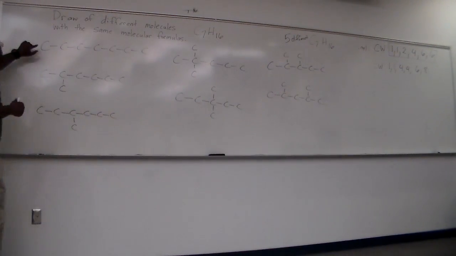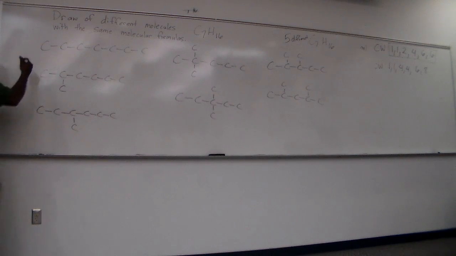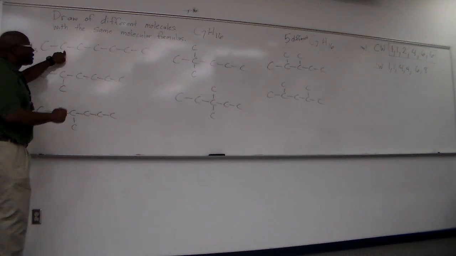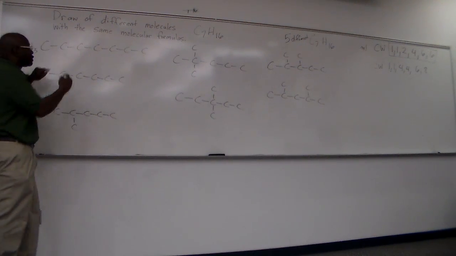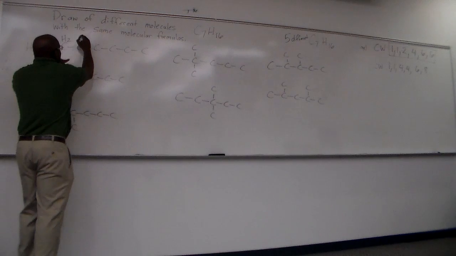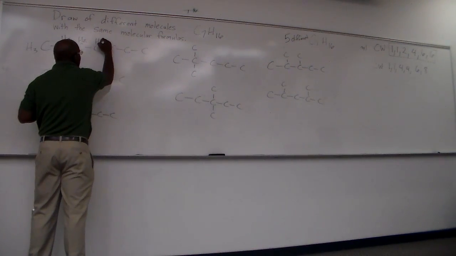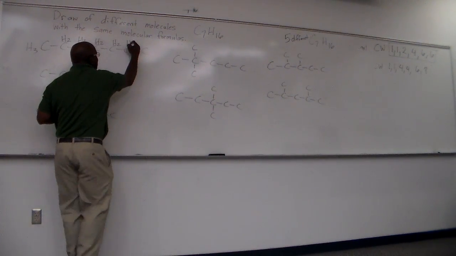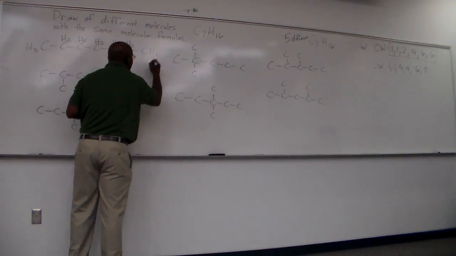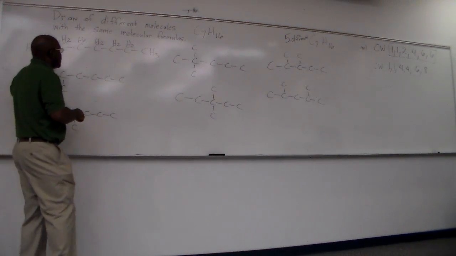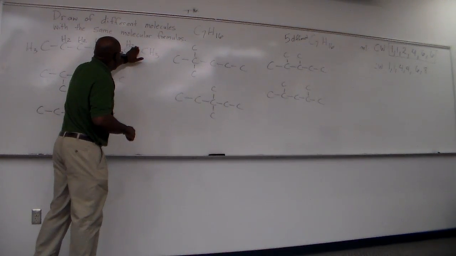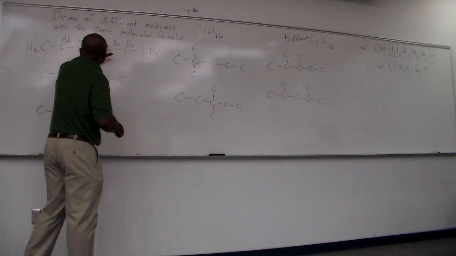You count. How many bonds is this carbon shown to have? 1. I need to add how many hydrogens? 3. This one has how many bonds shown? 2. I need to add how many hydrogens? 2. 2, 2, 2, 2, 3. Do your count. 3, 6, 8, 10, 12, 14.